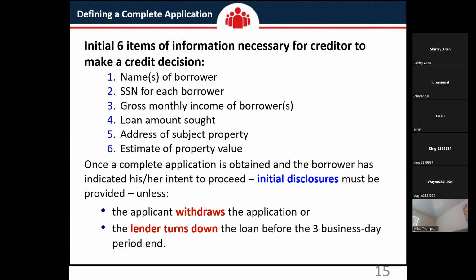And once a complete application is obtained, this is where things start. Borrowers have indicated his or her intent to proceed. This is when we start giving what we call the initial disclosures. The initial disclosures have to be provided at this point because the loan application has been completed and submitted to the lender. The only reason it would not have to be provided is if the applicant withdraws the application or the lender turns down the loan before the 3 business day waiting period. But you got to look at that.